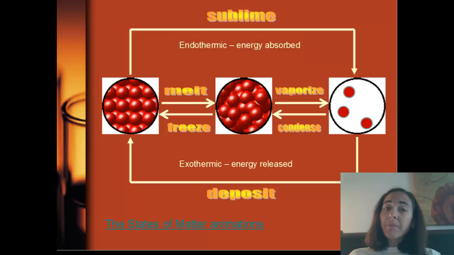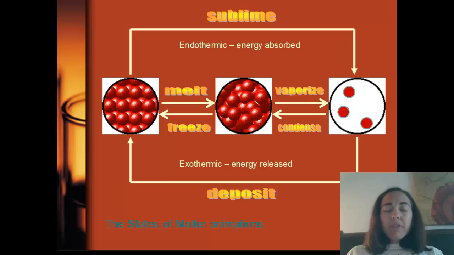Some substances go directly from a solid to a gas. That's called sublimation. You'll see that on the top of this slide. An example of a substance that sublimes would be mothballs or the air freshener that comes in those little cone-shaped containers that you buy from the store. They go from a solid to a gas directly without becoming a liquid in between.